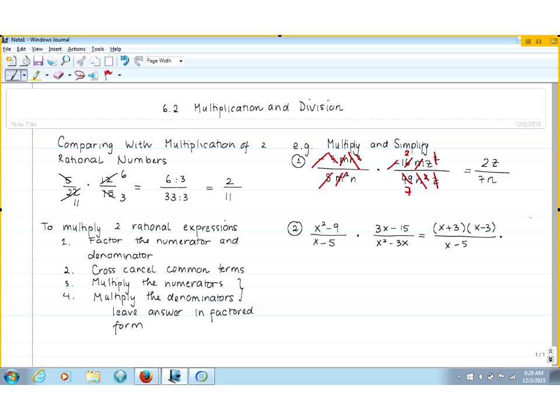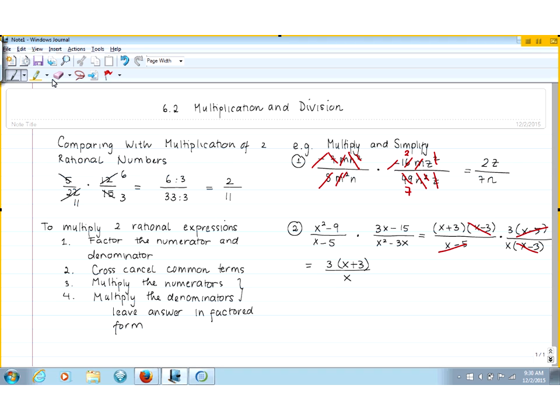3x minus 15 is 3 times x minus 5. X squared minus 3x is x times x minus 3. Yeah. Good. So the x minus 5 cancels. What else? The x minus 3 cancels. So what do I have on top? 3 times x plus 3 divided by x.